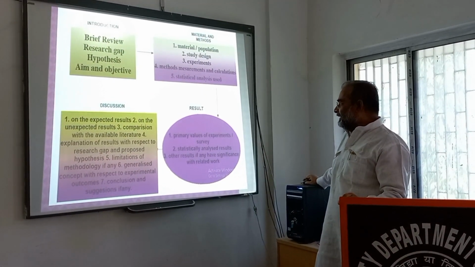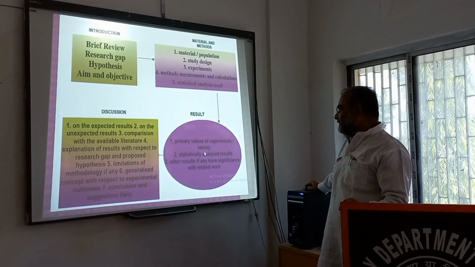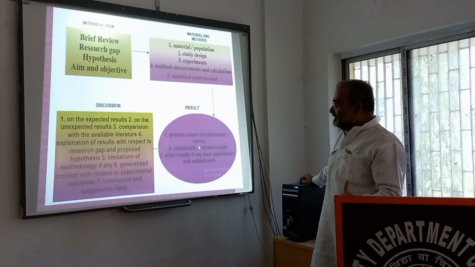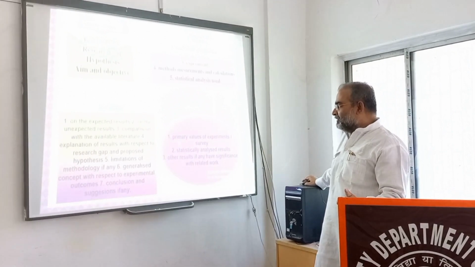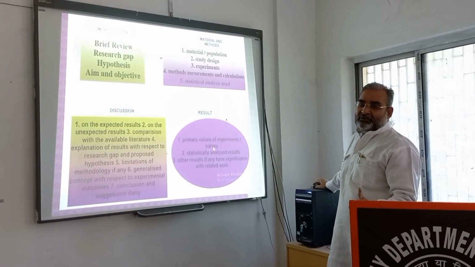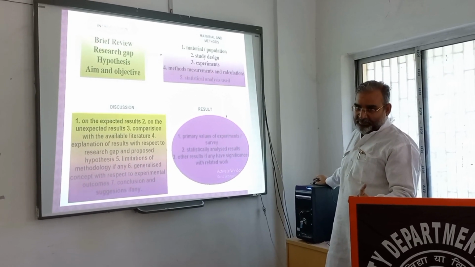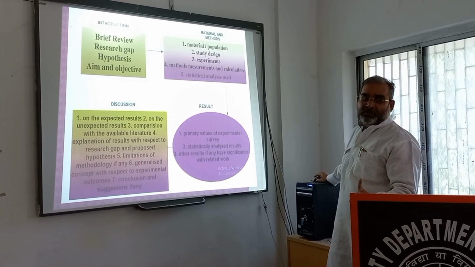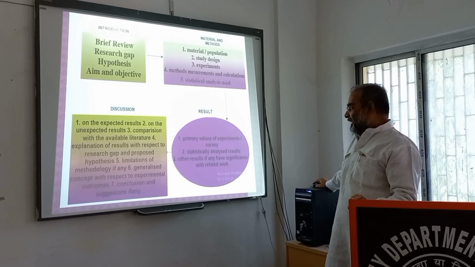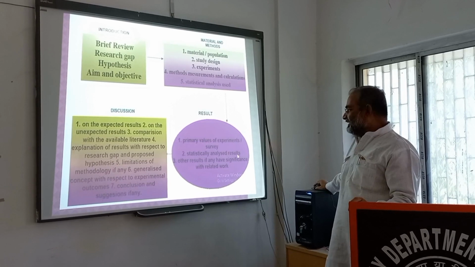In the result part, you must write the primary values of experiments or surveys, which is most important. Without presenting the primary values of the experiment or the survey, your thesis or your paper is incomplete. It is not fit for publication. And second, the statistically analyzed result.